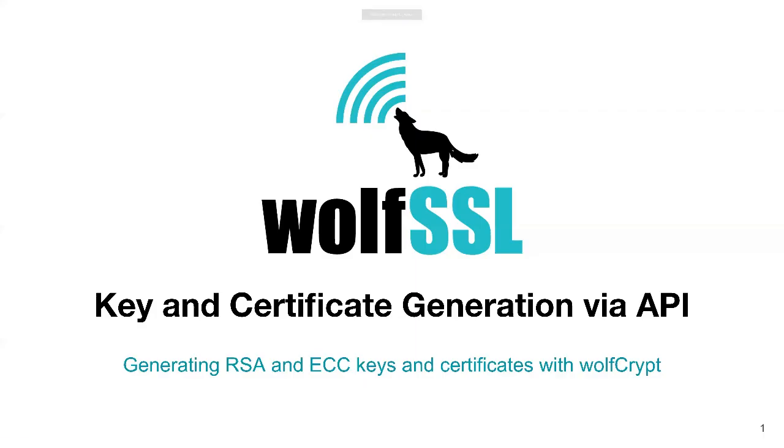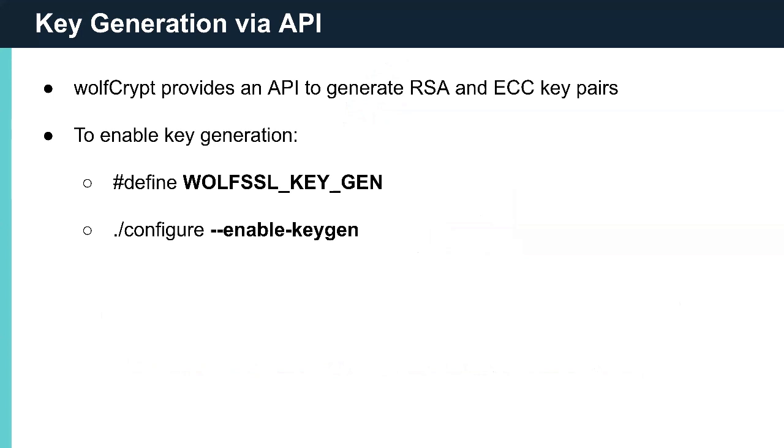So in that past slide deck, we were talking about generating keys and certificates on the command line. Now, some people want to generate keys and certificates at runtime in their application. You can do that programmatically through our wolfCrypt API for either RSA or ECC keys, or some of our other algorithms too. This slide deck is going to go through what APIs you would use to generate keys and certificates using wolfCrypt. To enable key generation, you'll need a new configure option, --enable-keygen, or a define called WOLFSSL_KEY_GEN.